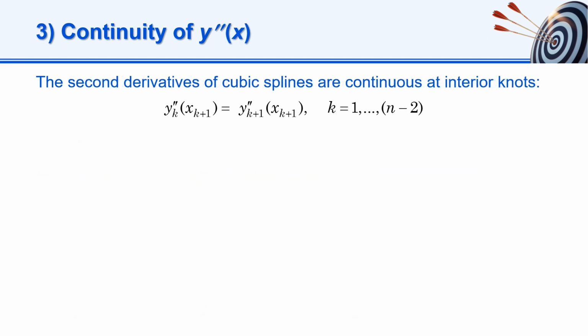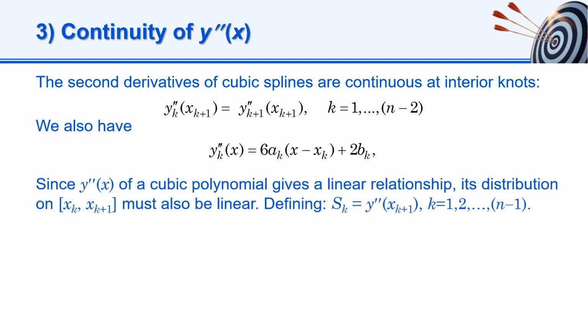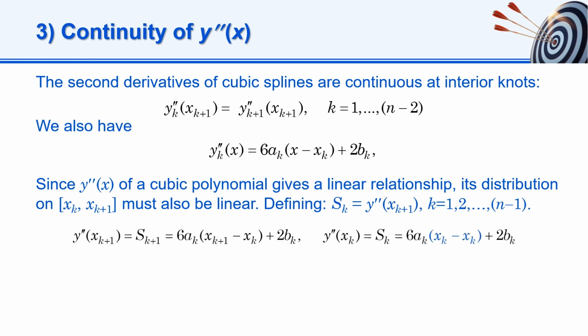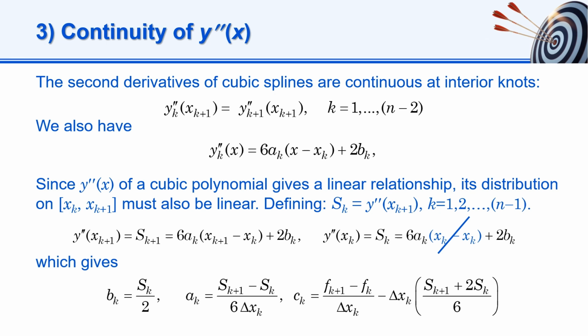The continuity of the second derivatives at interior knots leads to the following equation. We also have the second derivative as follows. Since y'' of a cubic polynomial gives a linear relationship, its distribution on the interval from x_k to x_(k+1) must also be linear, defining s_k equals y''(x_(k+1)), k from 1 through n-1, which gives the cubic spline coefficients in terms of the s_k's.